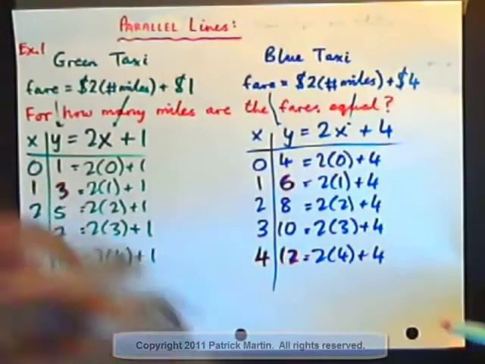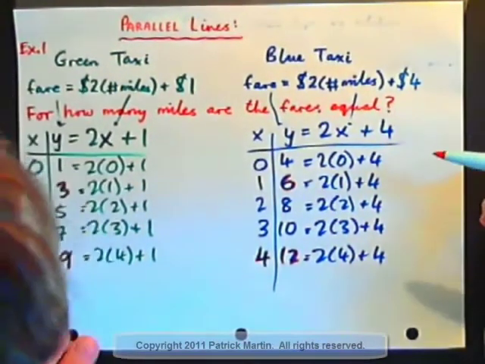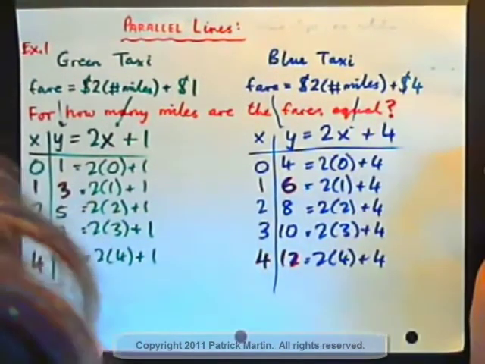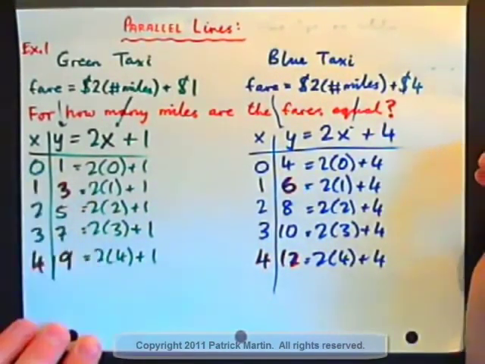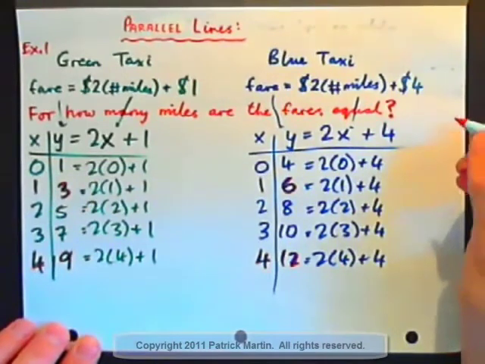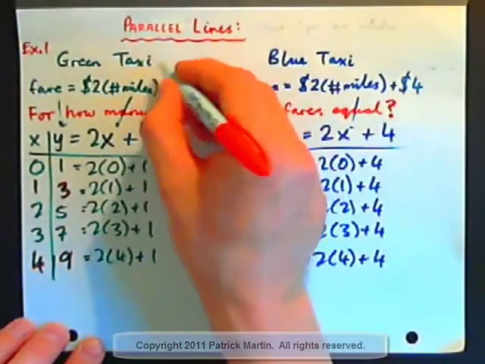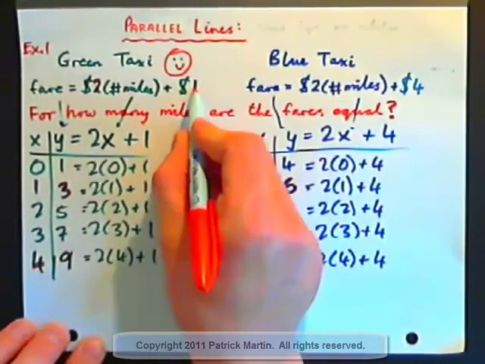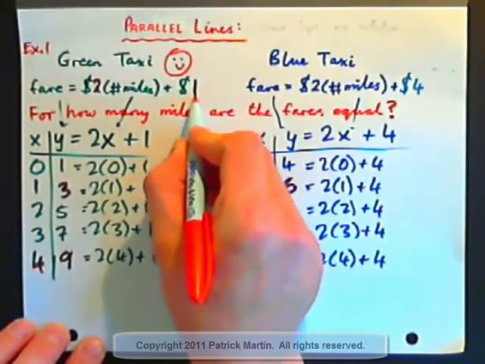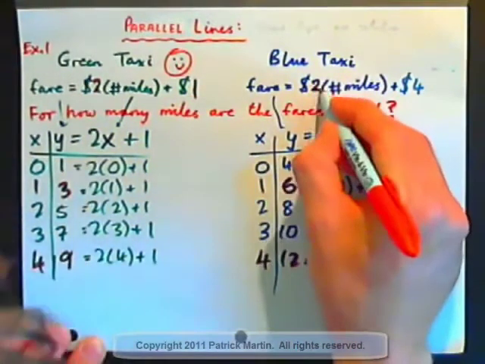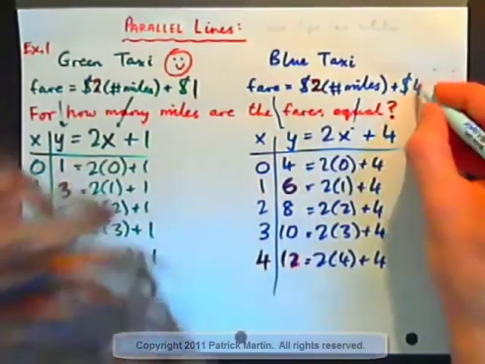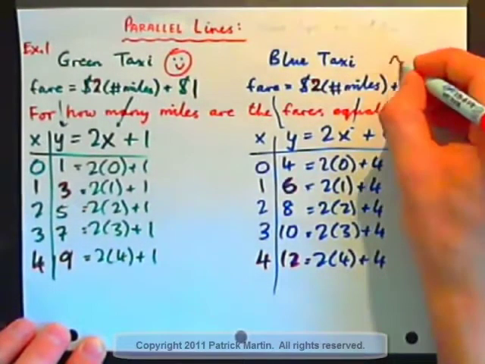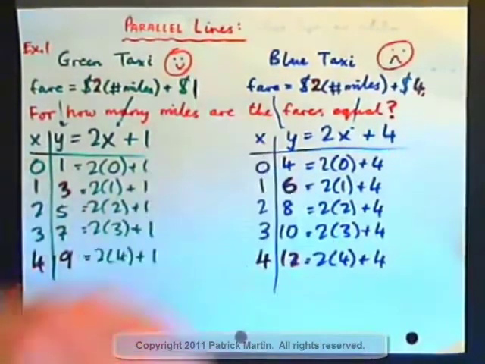So should it be obvious to you which taxi is better, basically? Which one is better, do you think? Well, this guy is better. He's cheaper, isn't he? Because he's $2 per mile plus only $1 base fee. So this one has the same cost per mile, but has a more expensive base fee. So this is always more expensive, isn't it? Okay, so this is always the cheaper one.